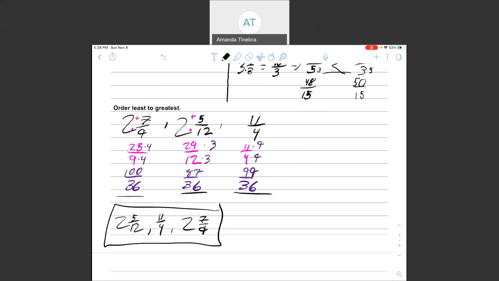So this was just meant to be a quick review on things that we learned in 6th grade, and helping us see how to convert, again, between mixed numbers and improper fractions, because that's going to be important in the next lesson as well. Please feel free to rewatch any of this that you need and let me know if you have any questions. Thank you.